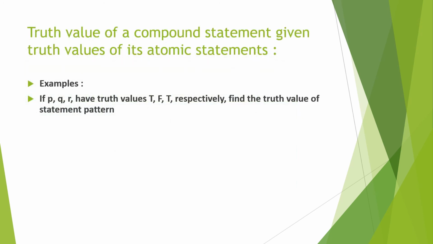Now we know how to construct a truth table. Sometimes only one row is asked. That means the truth values of P, Q, R, S, whatever the atomic statements are, are given, and the truth value of a statement pattern is asked. So let's consider one example. Here truth values of P, Q and R are given as T, F and T, and the statement pattern is (negation P implies negation Q) or ((P and Q) implies R) if and only if Q.